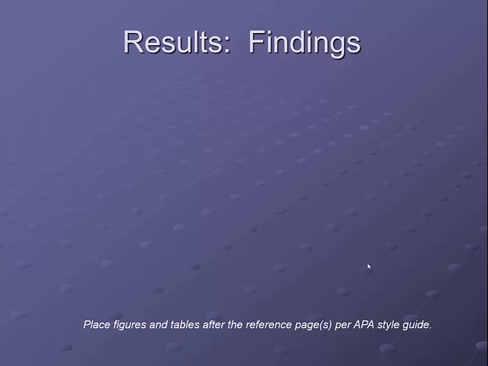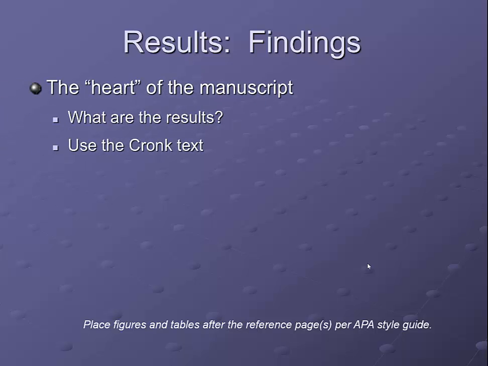In the next paragraph in the results section, this is really the heart of the manuscript. That's what did you find when you did your analyses. You're going to want to use the Cronk text to help you write your results section. In general, when we write a results section, we tell the reader what we're doing, what we're testing, the independent variable and the dependent variable.